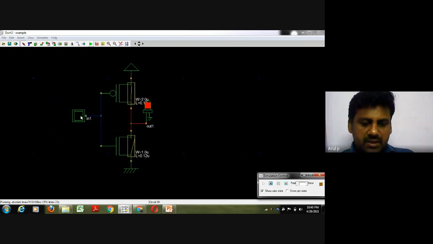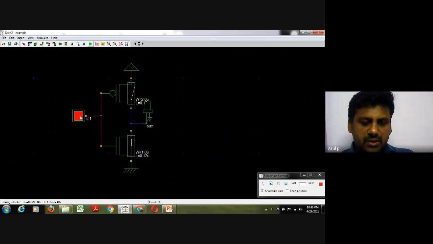Similarly, if I make the input 1, the PMOS transistor turns off, which means the switch is open, and the NMOS transistor turns on, which means the switch is closed. So it is connected to ground. The output, shown in green, passes to the LED. So the LED is 0. It means the input is 1 and the output is 0. Input is high, output is low.